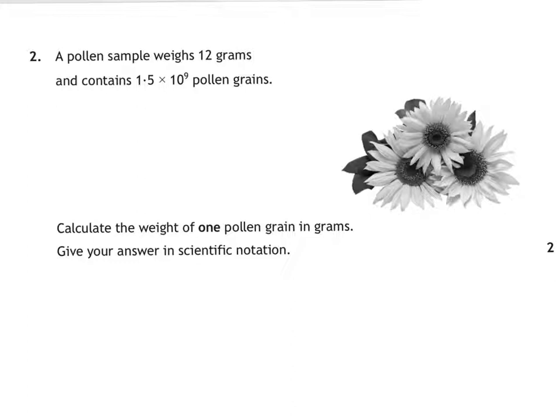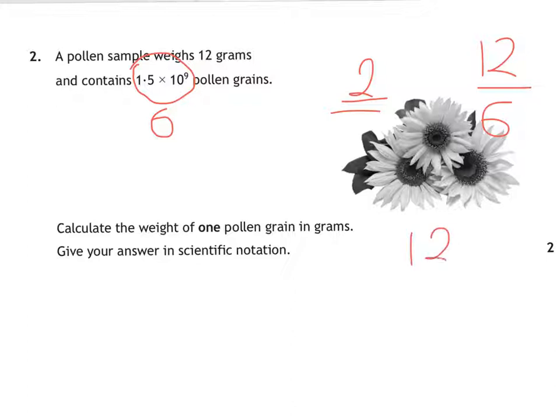So if, for example, I changed that 1.5 times 10 to the 9 and replaced that with 6 grains, the question would then read, a pollen sample weighs 12 grams and contains 6 grains. Calculate the weight of one grain. Well, I think we'd all agree that the answer to that would be 2. And we got there through 12 divided by 6. Well, it's not 6, but it's 1.5 times 10 to the power 9. But the arithmetic operation is to divide. So it's 12 divided by 1.5 times 10 to the power 9.